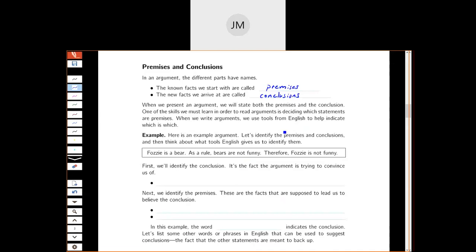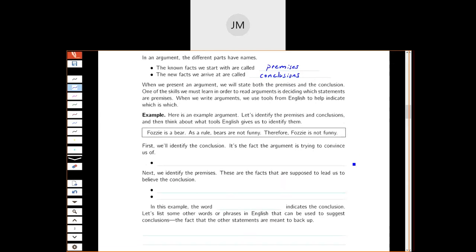So here's an example of an argument. And what we're going to do is see if we can identify the premises and conclusions. Okay. All right. So here's our argument. Fozzie is a bear. As a rule, bears are not fuzzy. Therefore, Fozzie is not fuzzy. Okay. So first, we're going to identify the conclusion. Maybe it seems like we're working backwards here, but typically there's one conclusion when we make an argument, so it's easier to find. The conclusion is a fact that the argument is trying to convince us of, right? Convince us that it's true. So the conclusion here, the thing that we're trying to be convinced of, is that Fozzie is not fuzzy.